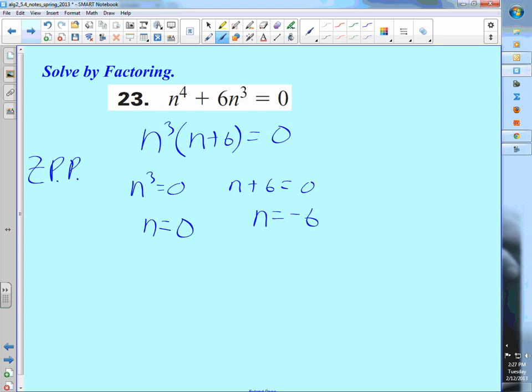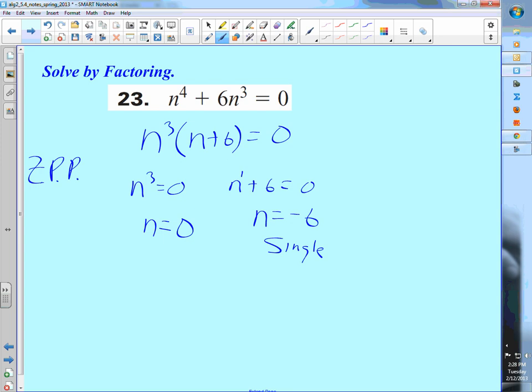Now there are 4 solutions to this problem because the problem is degree 4. It looks like we only found how many? 2. This is n to the first plus 6 equals 0. So n equals negative 6. That's called a single solution.